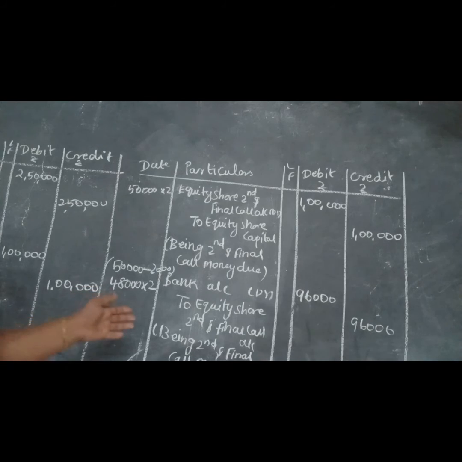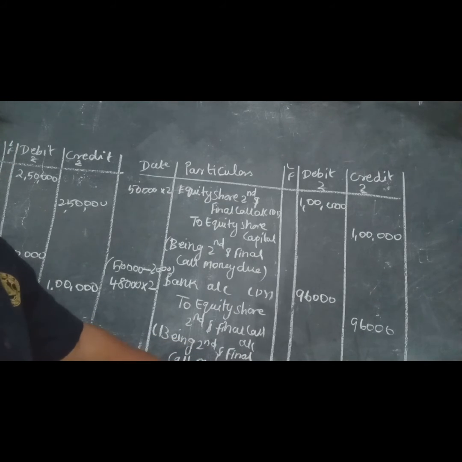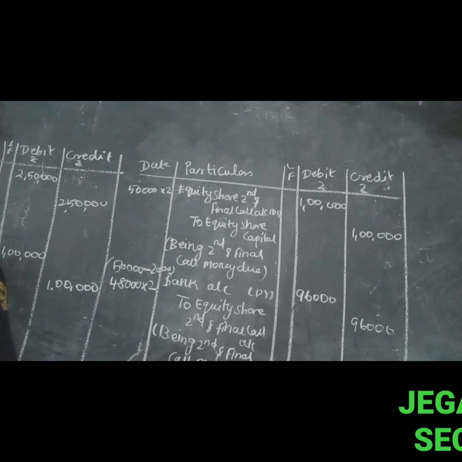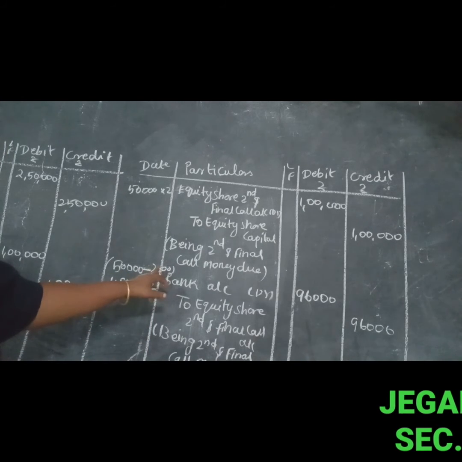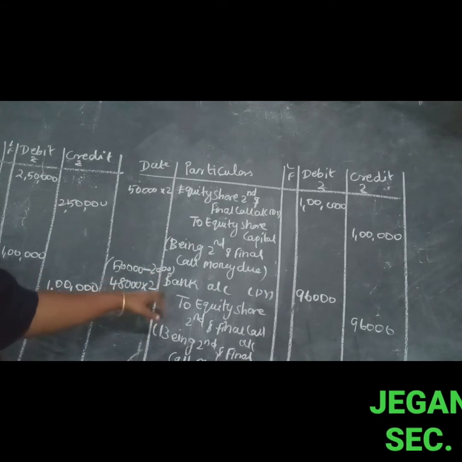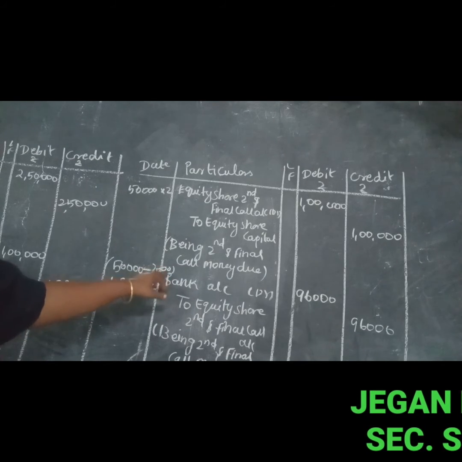Here, due to non-payment of call money, 2,000 shares are forfeited. So total equity shares 50,000 minus 2,000, 48,000. So 48,000 into 2 rupees, 96,000, being second and final call money received. So here 2,000 shares are forfeited, and the forfeited shares are also reissued. So we have to write the journal entry for forfeiture and reissue.